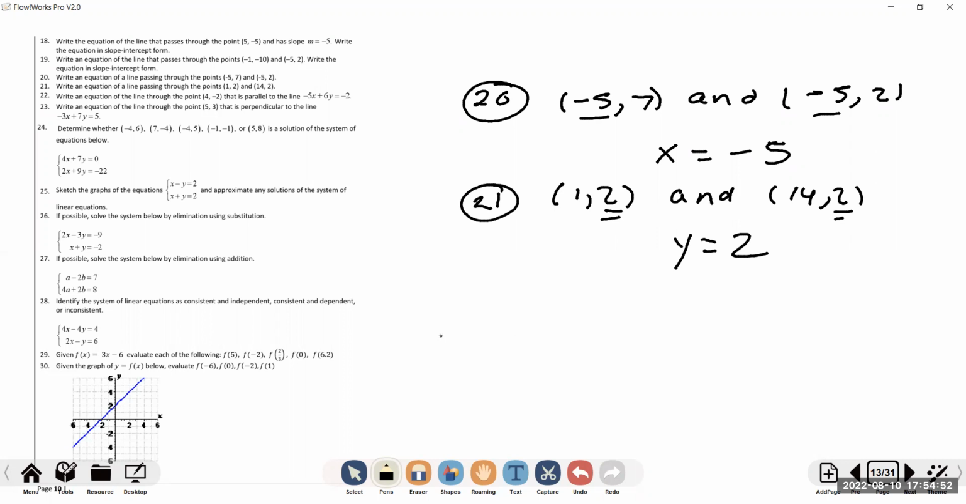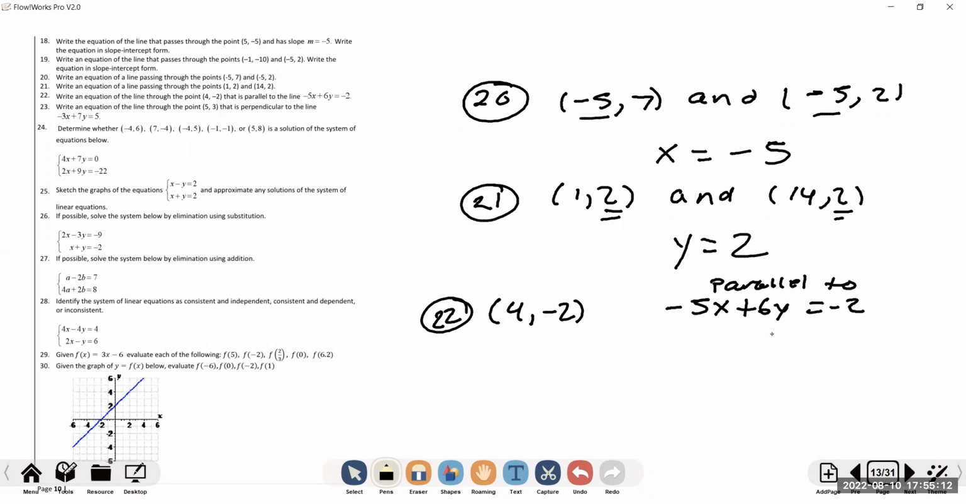Number 22 asks us to find the equation of the line passing through the point (4, -2) and parallel to the line -5x plus 6y equals -2. If I find the slope of this line, the slope of the line we're trying to find needs to be the same because parallel lines have the same slope. 6y equals 5x minus 2. y equals 5/6 x minus 1/3. So 5/6 is my slope that I want.